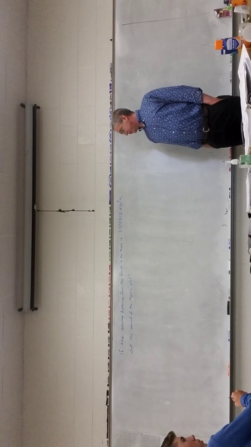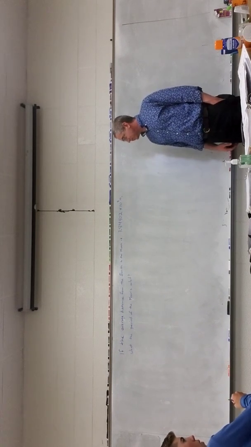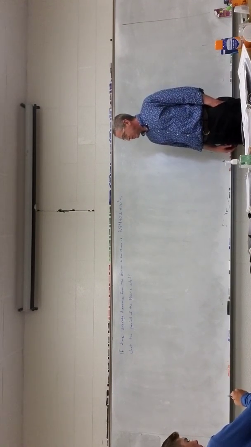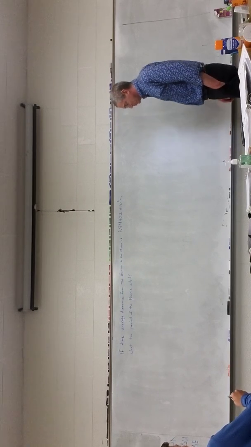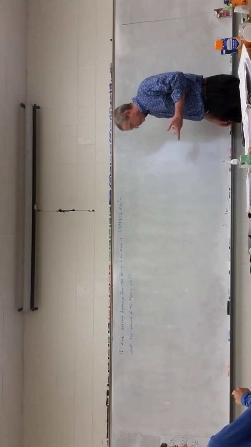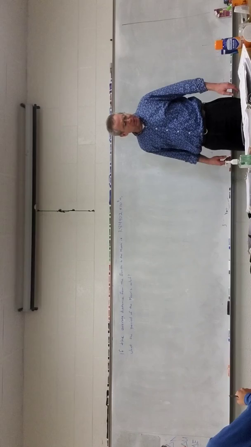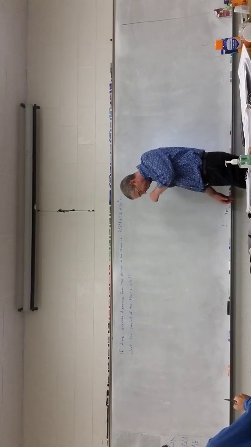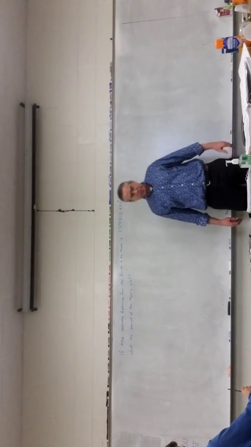So, average distance from Earth to the Moon: 3.84402 times 10 to the 8th meters. What is the period of the Moon's orbit? Now, we have derived an equation that could be a shortcut, but let's do it from scratch. So let's say you're faced with this problem. What's the first step?